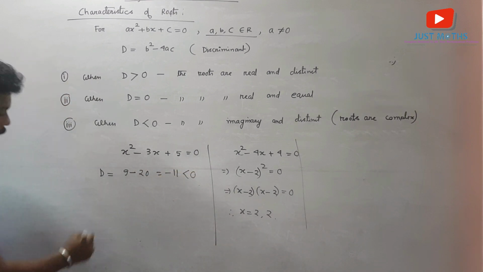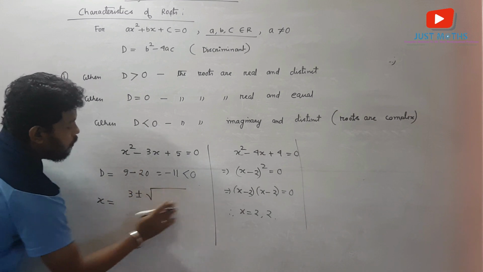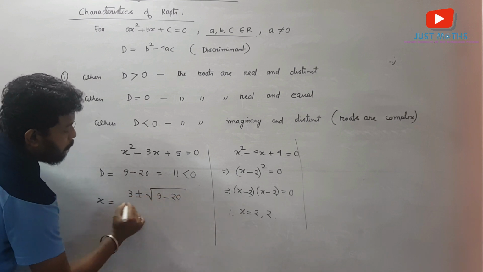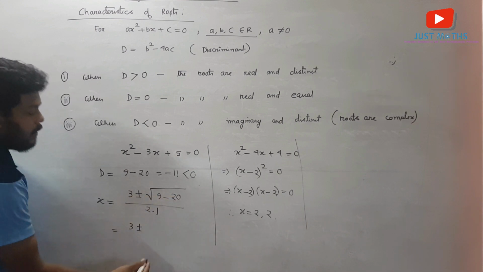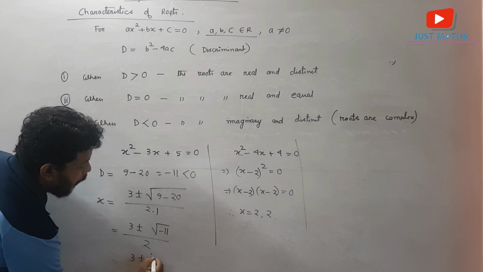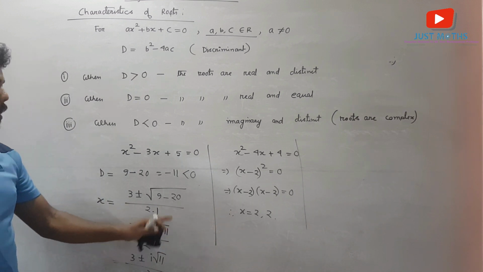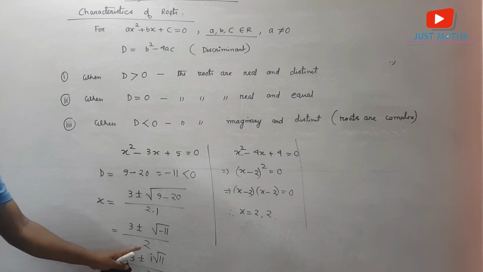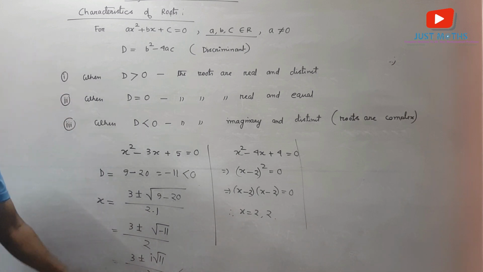We will have imaginary roots. We can write x equal to minus b plus or minus square root of 9 minus 20 by 2 into 1. We will get 3 plus or minus square root of 9 minus 20, that is minus 11 under square root. Here it is minus 11. You can write square root of minus 1 as i. So it becomes 3 plus or minus i root 11 by 2. These are imaginary roots, or you can say complex roots, and they are also distinct, because one is 3 plus and one is 3 minus.